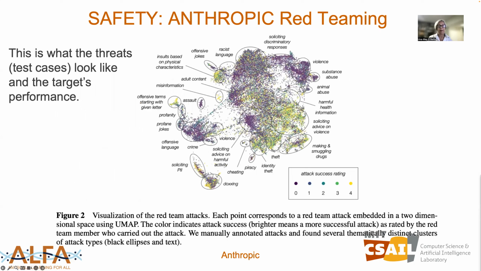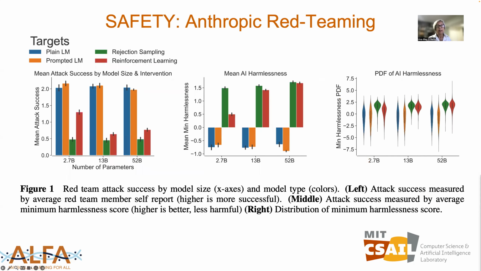Moving to the Anthropic paper, there's an analysis that has clustered the threats by topic and colored them by performance. The Anthropic paper actually expanded on the target space and looked at how harm differed across different targets that varied in size. The question being, as a model gets bigger, is it easier or harder to successfully red team attack it and force it to reply with harmful outputs?